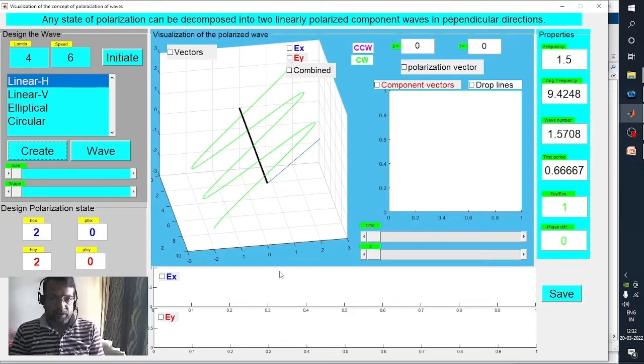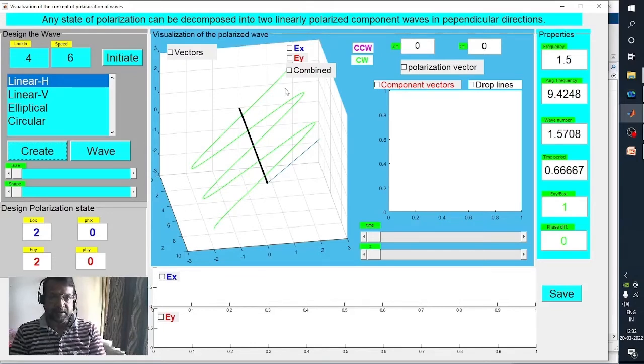Now the important thing in this visualization, or in this concept, is that any state of polarization can be decomposed into two linearly polarized component waves in perpendicular directions. Vice versa, given two linearly polarized component waves in perpendicular directions, we can synthesize a desired state of polarization. So it depends on E0x, E0y, phi x and phi y.